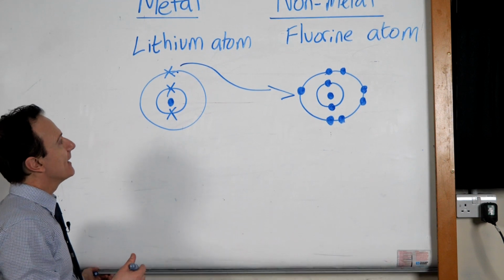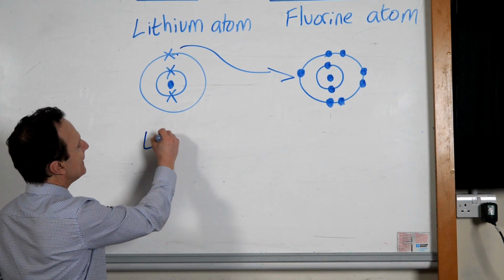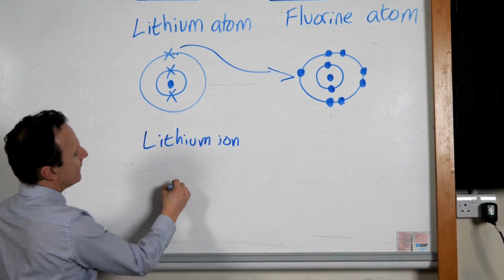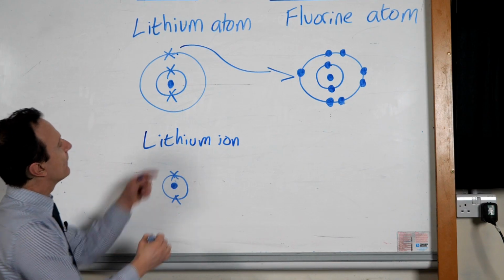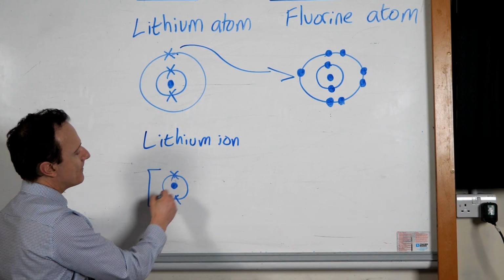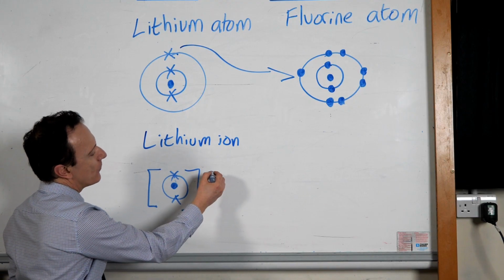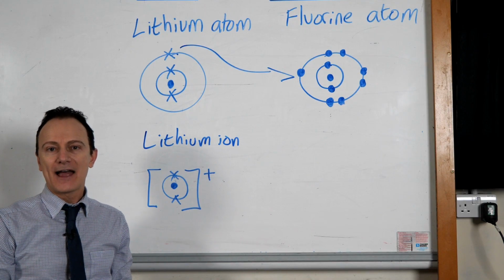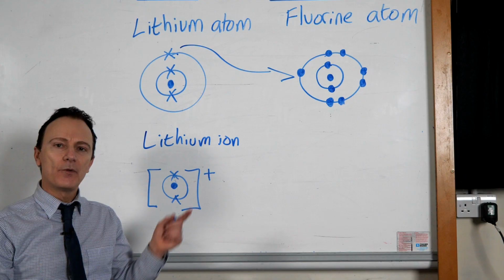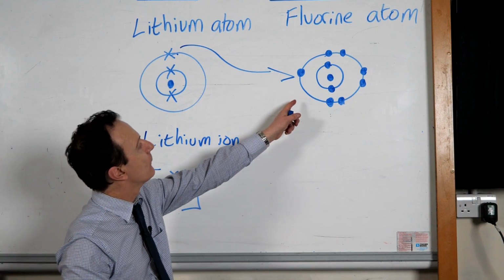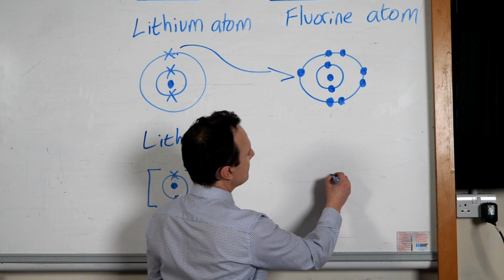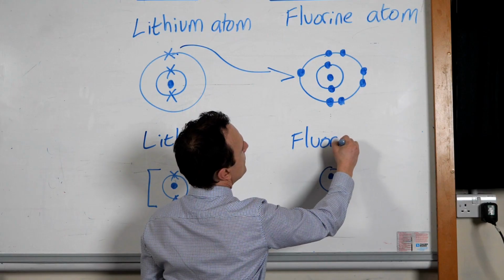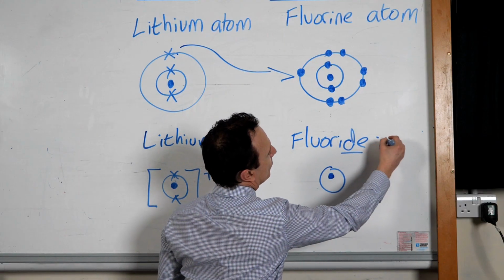And they then turn into ions. So if we draw what the lithium ion would be like, it now only has that full inner shell. Now it's given away that one electron. Remember to draw brackets around ions, and that will become a 1+ charge. If you're not sure how to work out the charge on ions, check out my previous video. I'll put a link up here now to that. Fluorine has gained this extra electron, so fluorine turns into a fluoride ion. Notice the slight name change to fluoride.